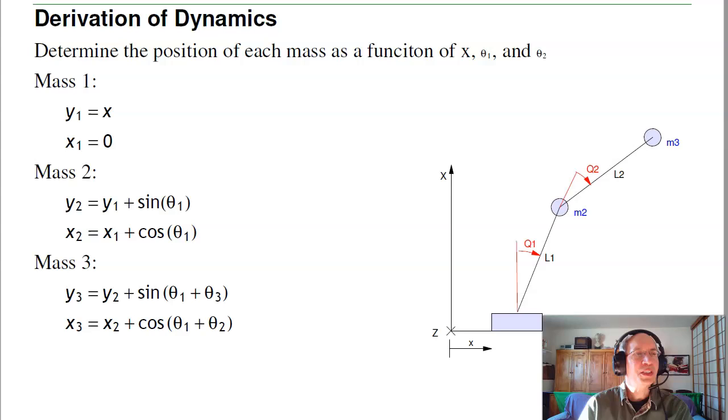So for the first mass, its position is x, and its vertical position is 0. The second mass's position is the first position plus sine theta 1. The second coordinate is the first position plus cosine theta 1. The third mass's position is the position of the second mass plus sine of theta 1 plus theta 2 in the right direction, and going up, it's cosine of theta 1 plus theta 2.